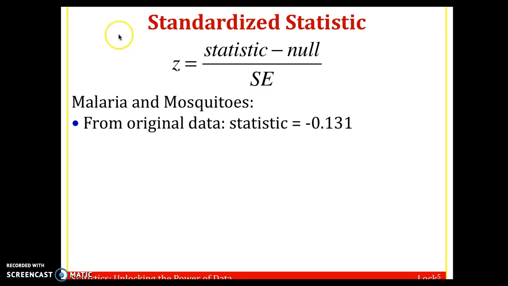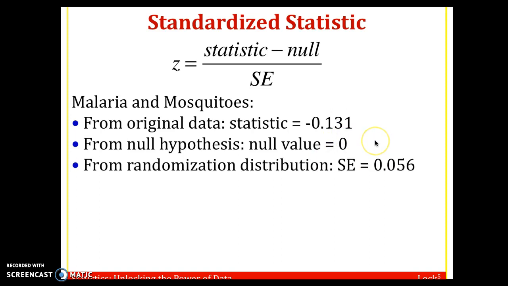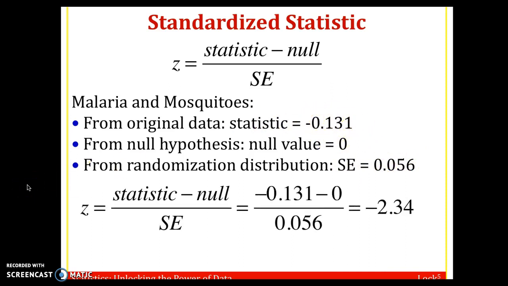minus p-hat, we got to be minus 0.131. The null value is 0. We assumed no difference in the two proportions. And from the randomization distribution, we got a standard error of about 0.056. This is a measure of the spread of the sampling distribution, or the measure of spread of all possible statistics. So if we throw this into the formula, we get the statistic, minus 0.131 minus 0 for the null hypothesis, divided by the standard error, and we get minus 2.34.